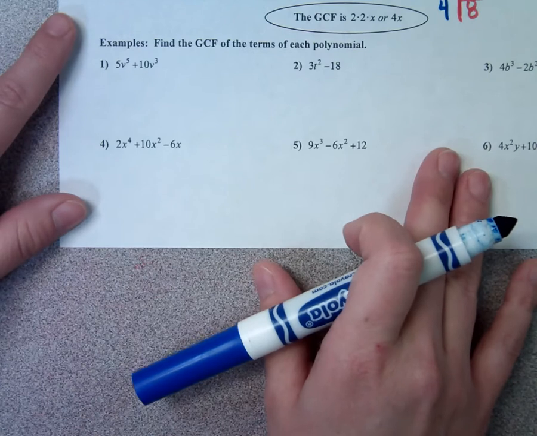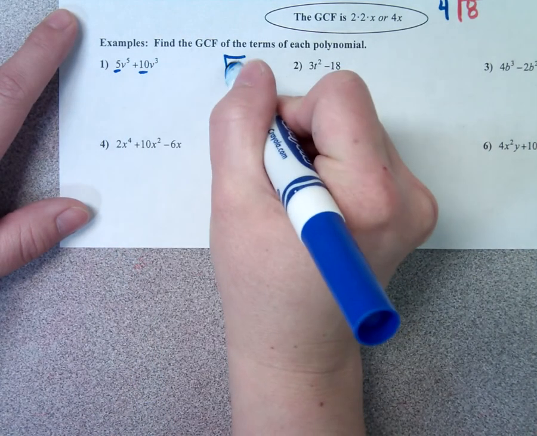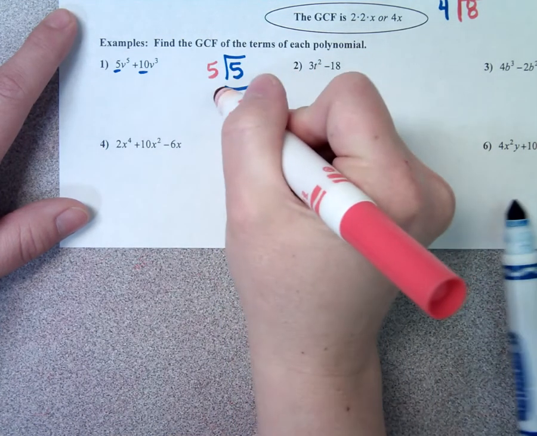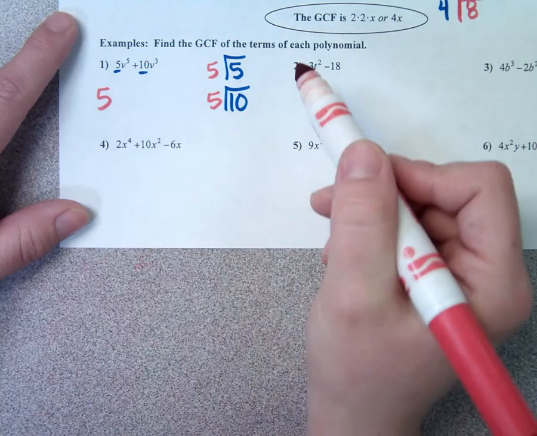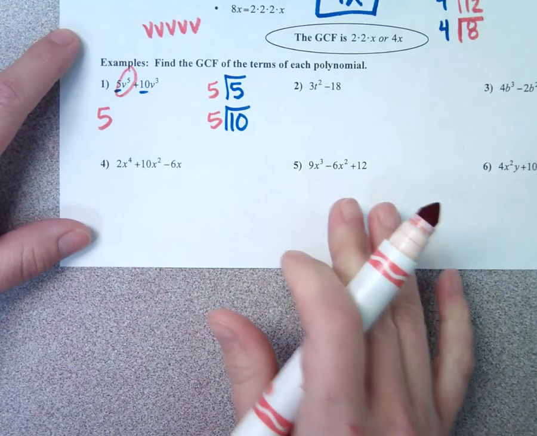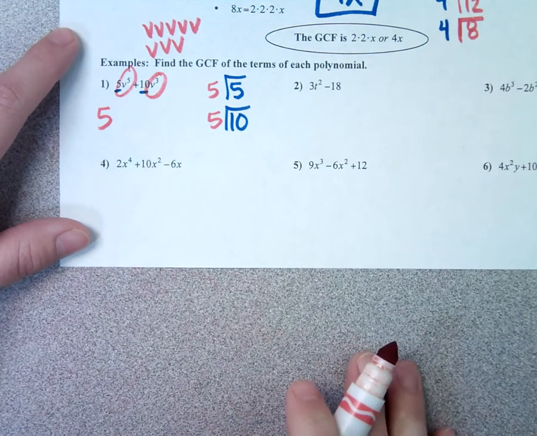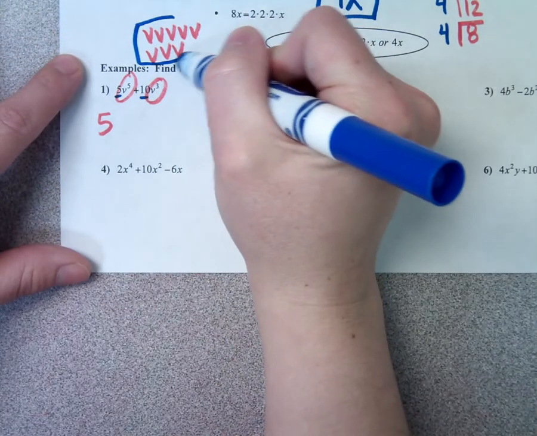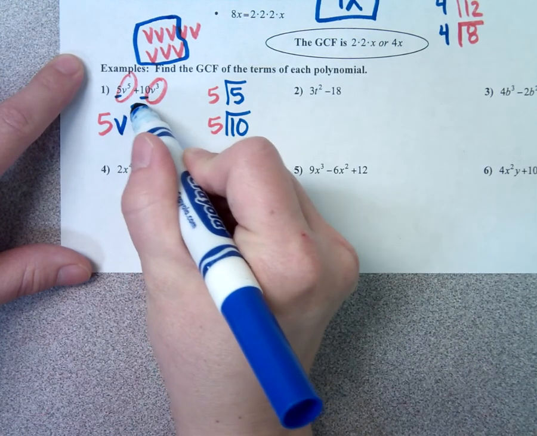Okay, so going down to number 1. First I'm going to look for the biggest number that will divide into 5 and divide into 10 evenly. Okay, so 5 is the biggest number that goes into both of those evenly, so it's a 5. I'm going to go ahead and draw out my V's for right now. The first one has 5 V's. The second one has 3 V's. What's the greatest number of V's they both have? They both have 3 V's, right? So 5V cubed would be your GCF.